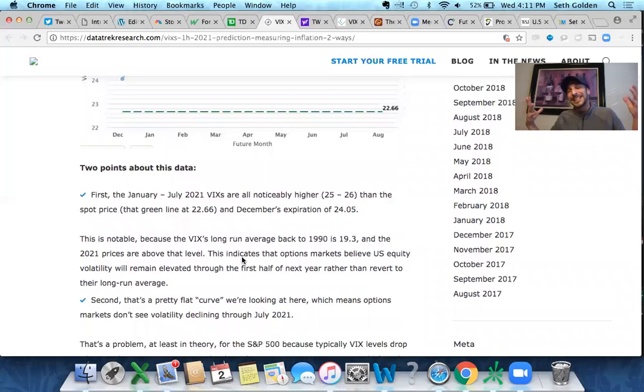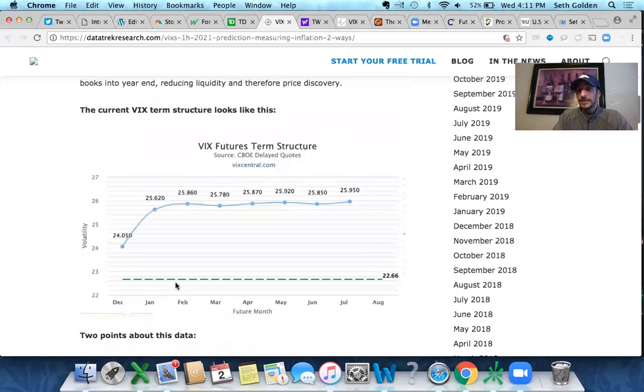This indicates, and here we go again, it indicates that options markets believe U.S. equity volatility will remain elevated through the first half of next year rather than revert to their long run average.